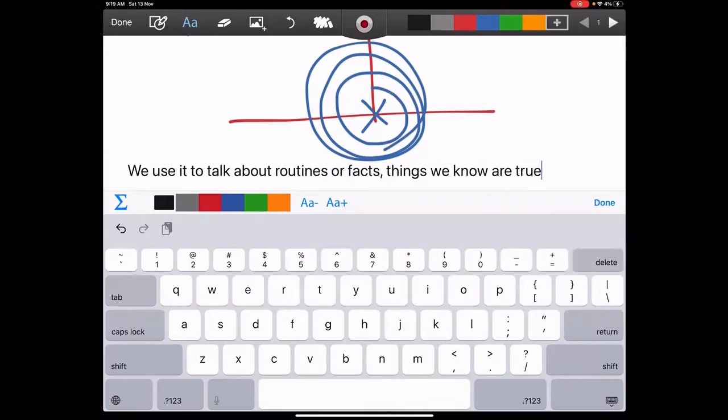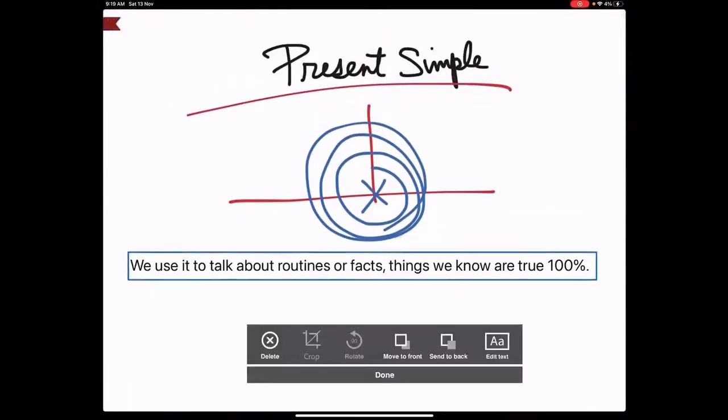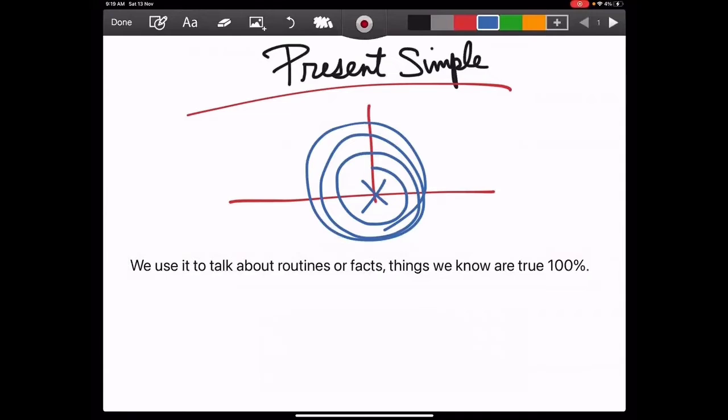For example, Peru is in South America, or we speak Spanish in Peru. Remember, two important things. A, routines, and B, facts, 100% true. Let's focus on routines. So, things we do every day. Watch TV, go to school, sleep at night.